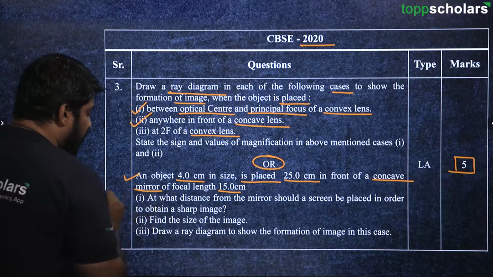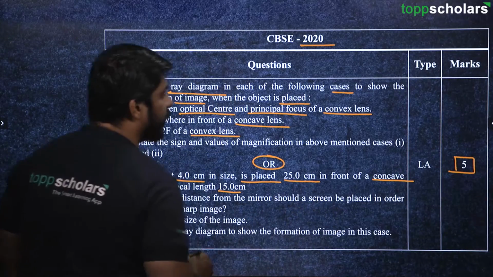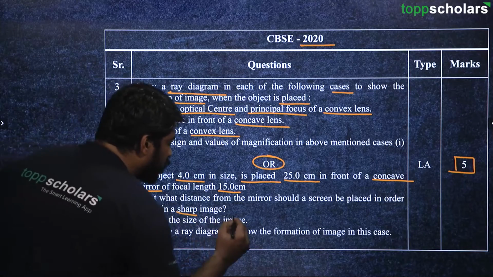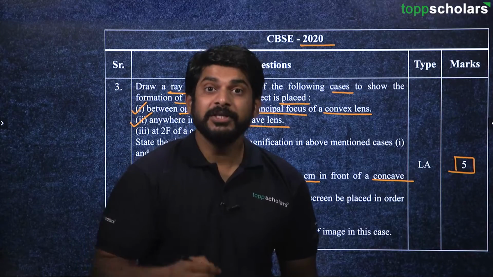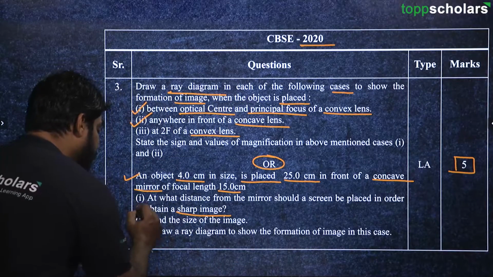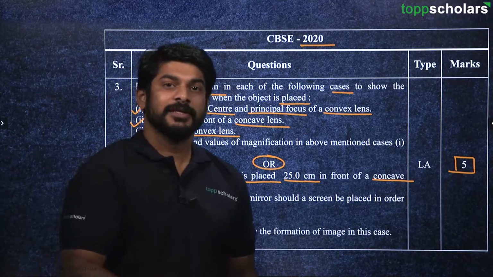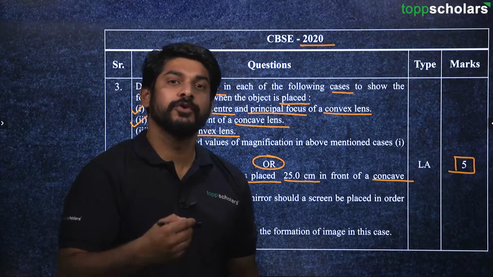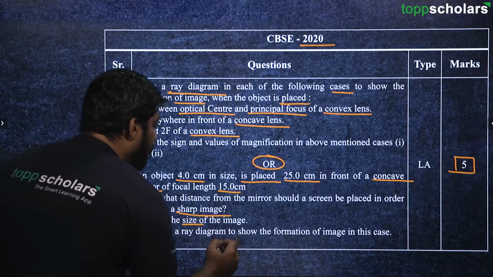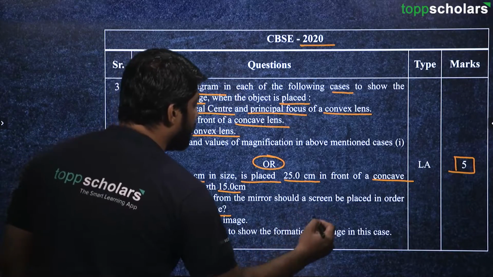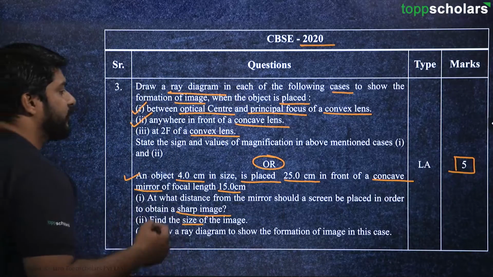The question is, at what distance from the mirror should a screen be placed in order to obtain a sharp image? So we have to find out the image distance. The second question is, find the size of the image. So how big or how small the image would appear, that is what we have to find out. The third question is, draw a ray diagram to show the formation of image in this case. It's a very easy question.